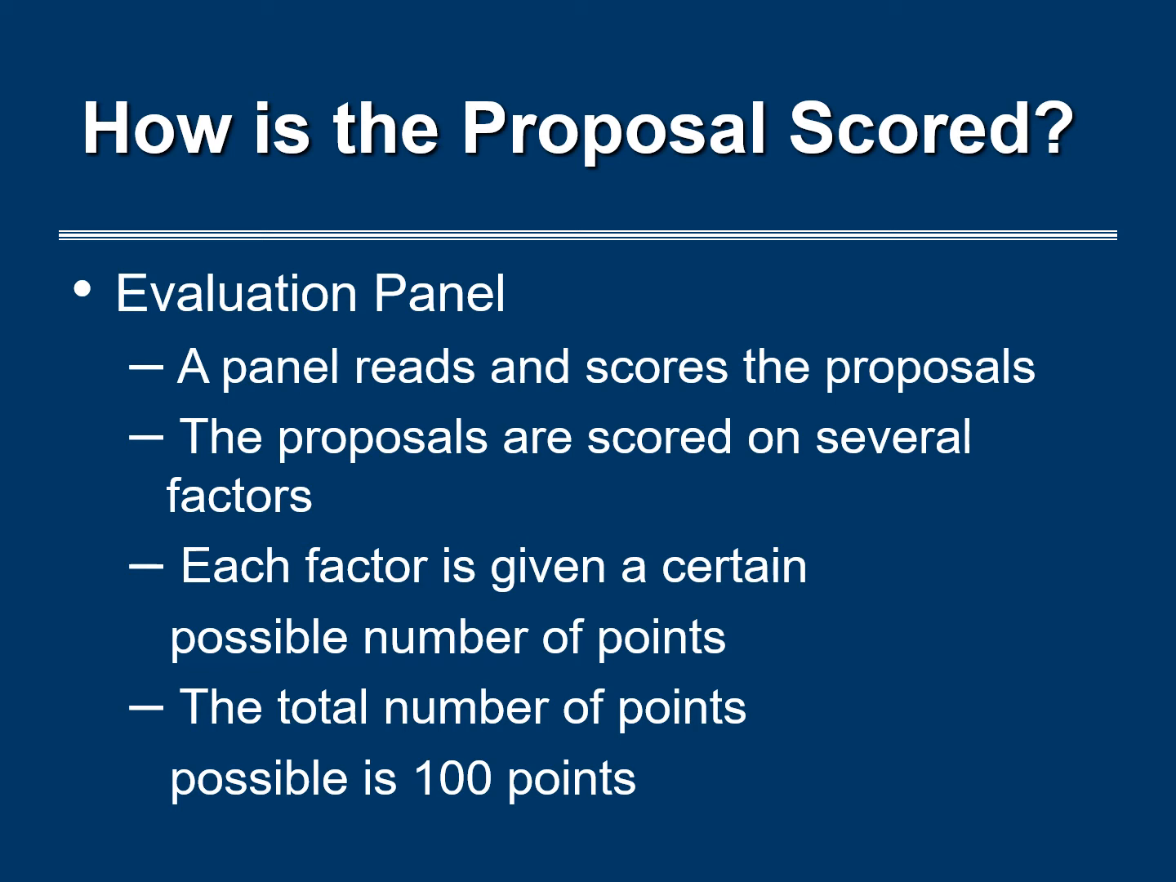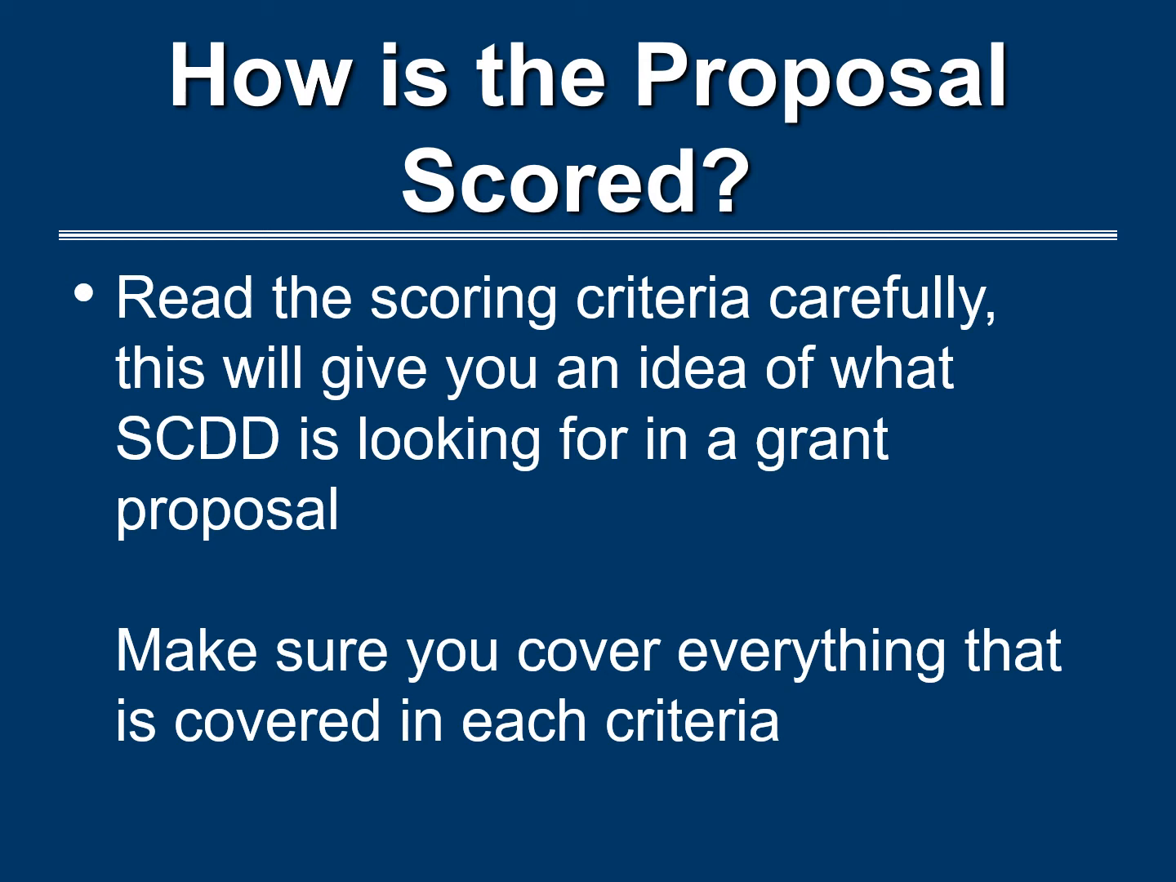The proposals are scored on several factors. Each factor is given a certain possible number of points. The total number of points possible is 100. Read the scoring criteria carefully. This will give you an idea of what the State Council is looking for. Make sure you cover everything that is covered in the criteria.